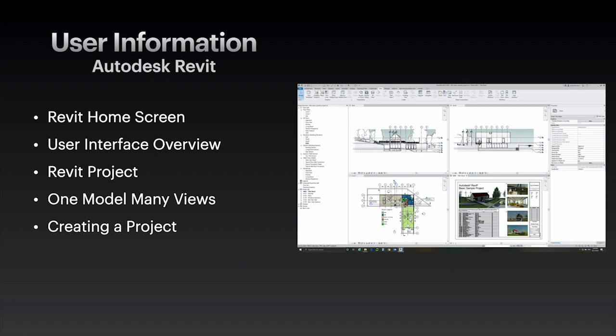In this video, we're going to go over the Revit user interface. We're going to start on the Revit home screen, then we're going to go to the user interface overview for when you're designing a Revit project. We're going to talk about what a Revit project is and how it relates to the one model, many views concept, and then we're going to finish it off with creating a project of your own.